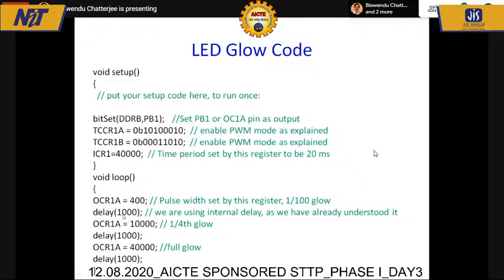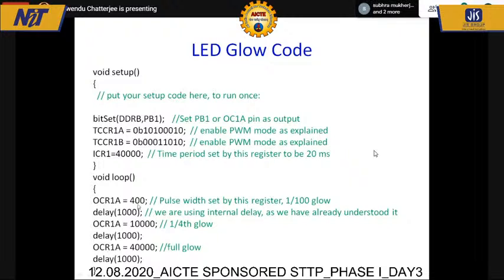I am giving an internal delay routine, not the routine we learned yesterday, because we are omitting the code and making it simple, since this is not the main thing to learn. This delay is not the delay of pulse width. This is the delay for how long we want to see the glow and nothing else. If it is 2000, the glow will stay for 2 seconds. But the glow is controlled by all these resistors.